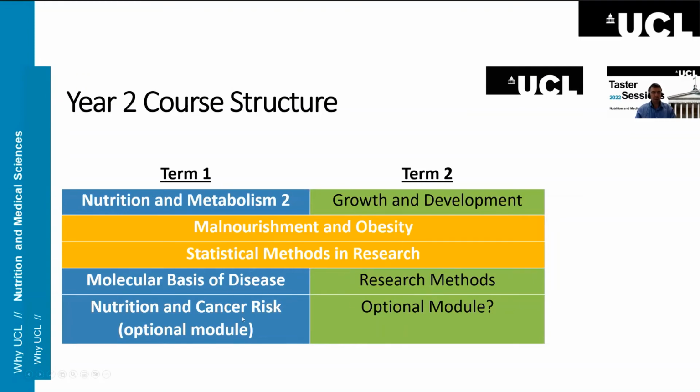Then we have this nutrition and cancer risk module as well that I mentioned earlier. And in term 2, we have the growth and development module and then a research methods module. And the research methods module in particular sets you up very nicely for the dissertation in the 3rd year. And you also do a bit of statistics as well, which is also again very helpful for understanding how to handle data and how to analyze data, which becomes important for your 3rd year dissertation.